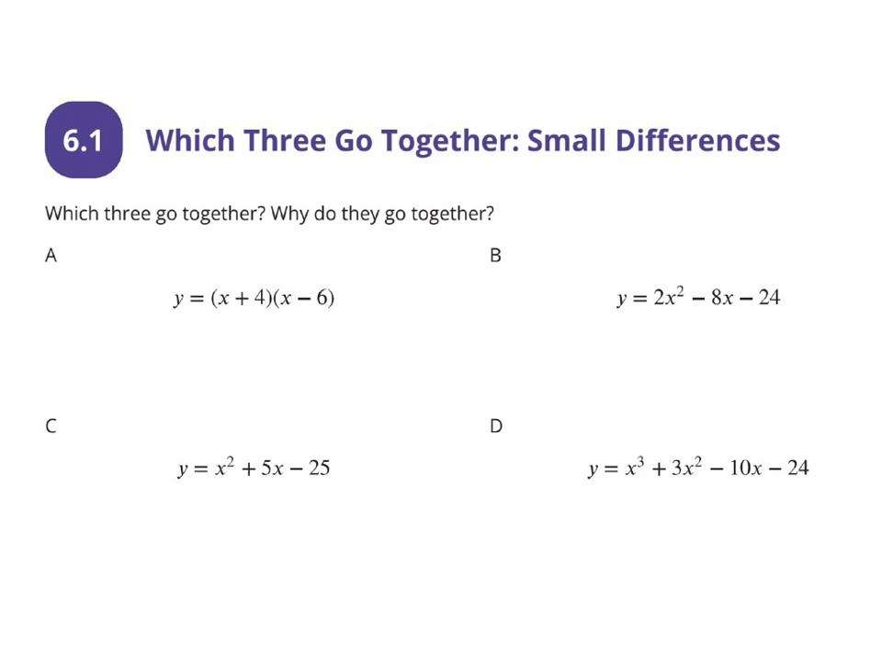Okay, first example, which three go together? So, what we could say is that A is the only one that's in factored form. Factored form helps us draw the graph. B is the only one that has a leading coefficient that's not 1. So B has a different leading coefficient. The coefficient is the number in front of the highest degree.